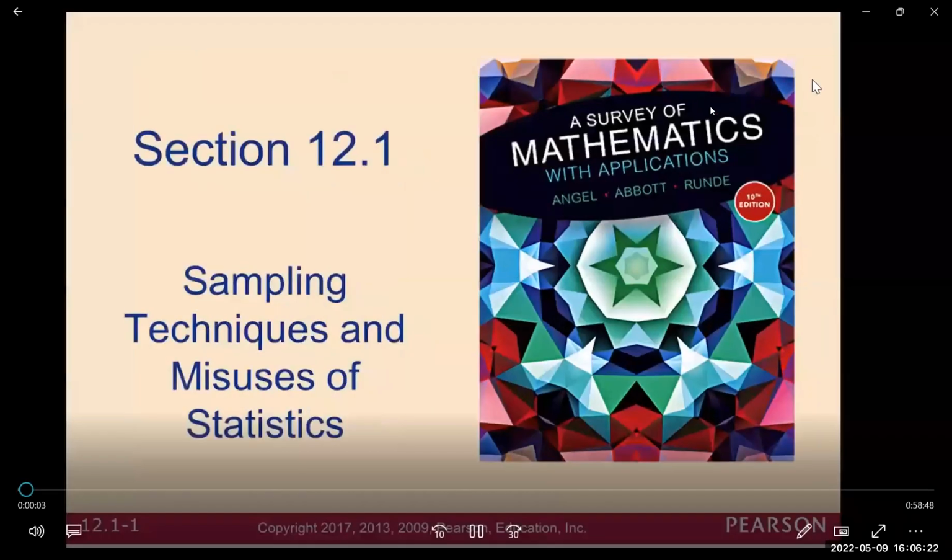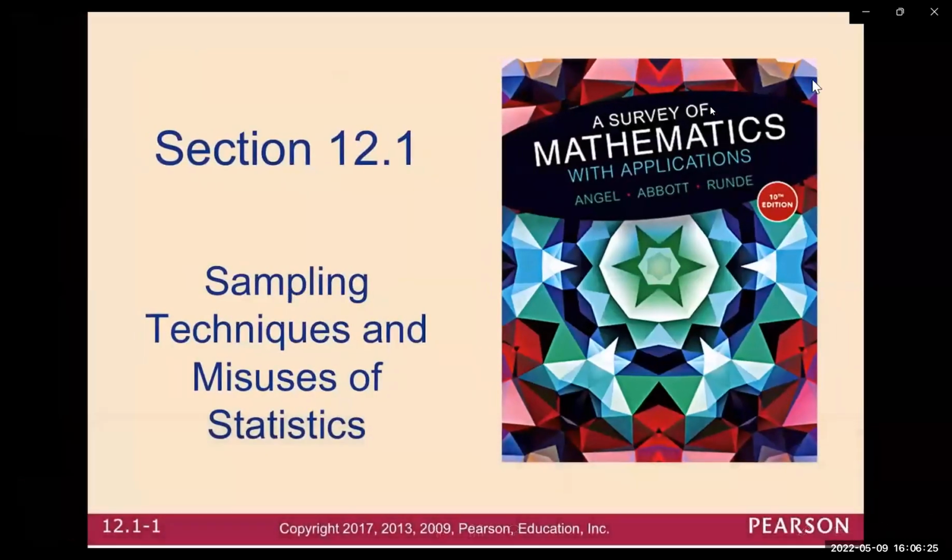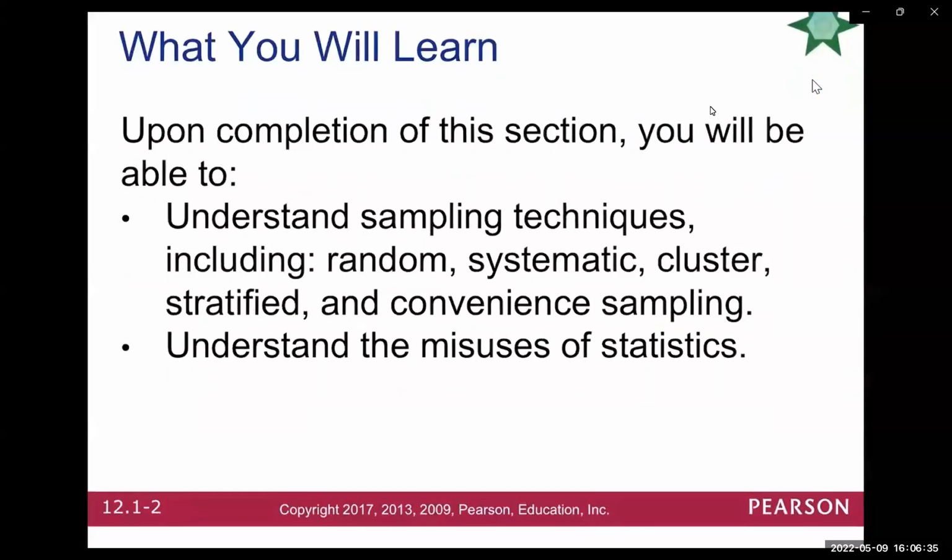All right, so sampling techniques and misuses of statistics. So that's what 12.1 is all about. So let's see what they mean by all this. This is going to be a lot of definitions and terms that you want to learn. Upon completion, you're going to want to understand sampling techniques, what that means.